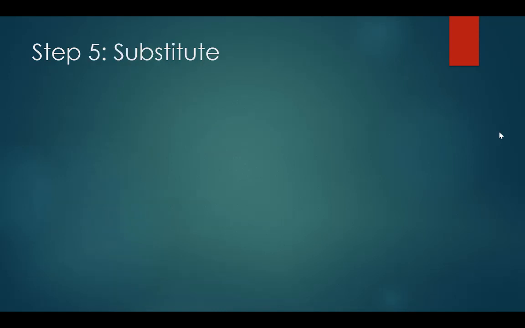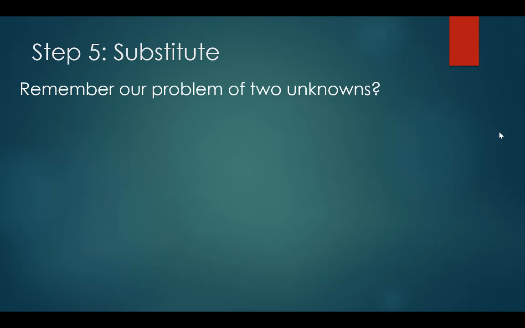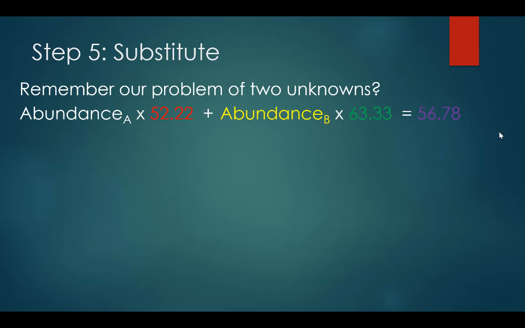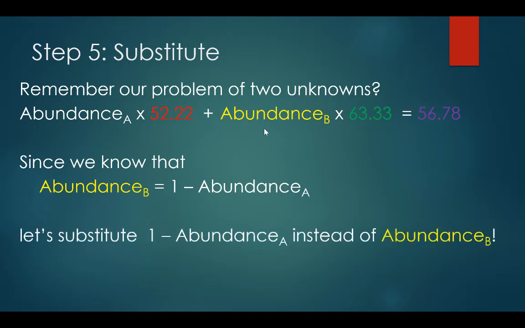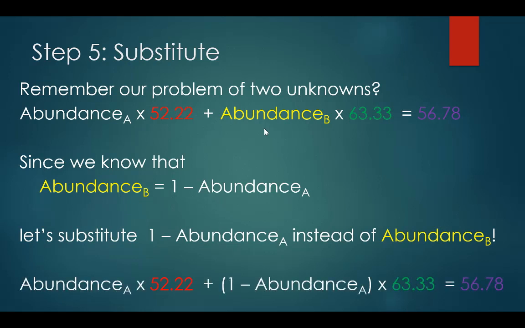Let's use this fact. We're going to substitute. That issue we have with our 2 unknowns won't be a problem for very long, because instead of abundance B, I'm going to plug in what I just figured out. Abundance B is actually the same as 1 minus abundance A. So let's swap it out. We're going to substitute 1 minus abundance A instead of abundance B. And that leaves us with this equation. Now we only have 1 unknown, and we'll be able to solve for abundance A. But we are going to have to clean it up first algebraically.